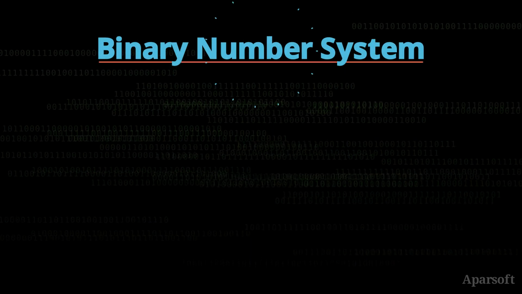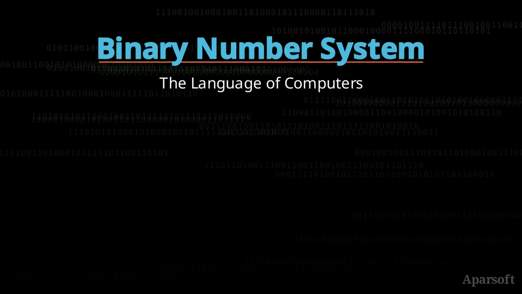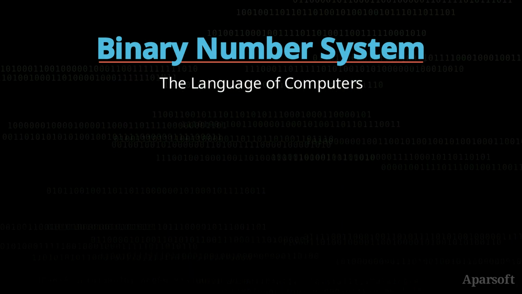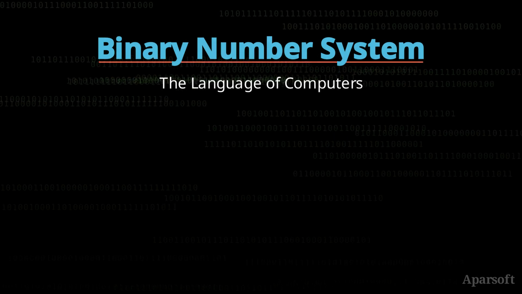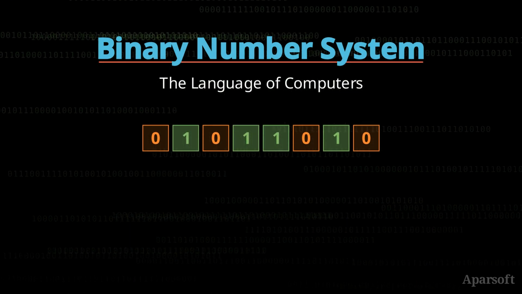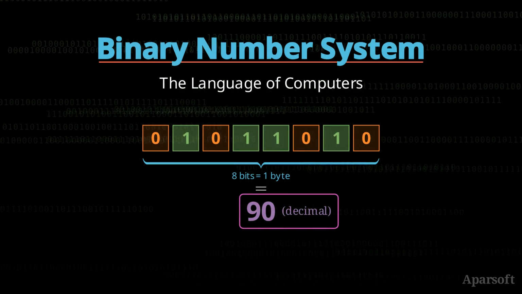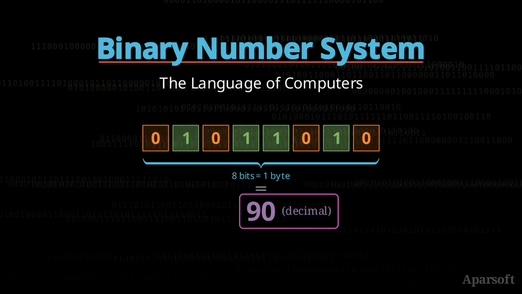Welcome. Today we'll discover the binary number system, the secret language that powers every computer, phone, and digital device around you. See these zeros and ones. They might look simple, but this pattern, 1011010, actually represents the number 90 in decimal. Amazing, isn't it?